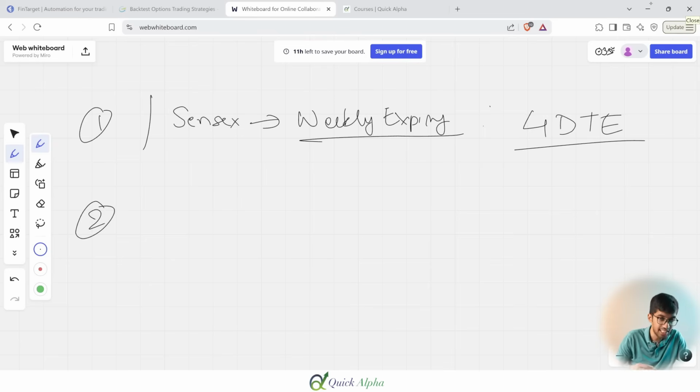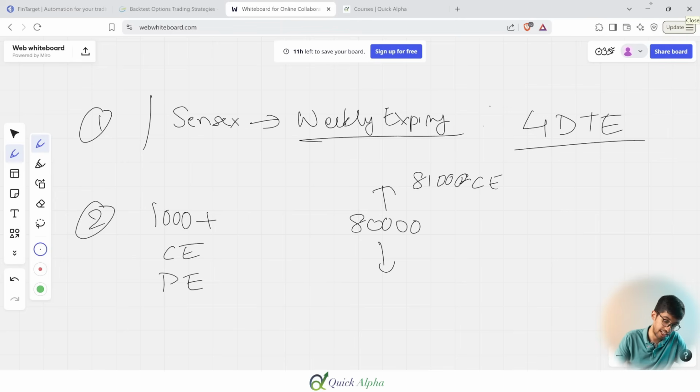On Wednesday, let's try to stay a little far OTM. Let's not stay very close to the market, and let's enter something like 1000 points away calls and puts, so 1000 points away CE and 1000 points away PE. If the market is trading at 80,000, then we are going to short an 81,000 call option, and on the downside we are going to short a 79,000 put option. So essentially we are going 1000 points away from the spot on Wednesday morning, and shorting a call option as well as a put option.